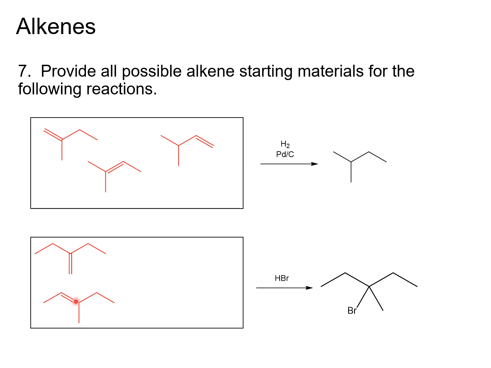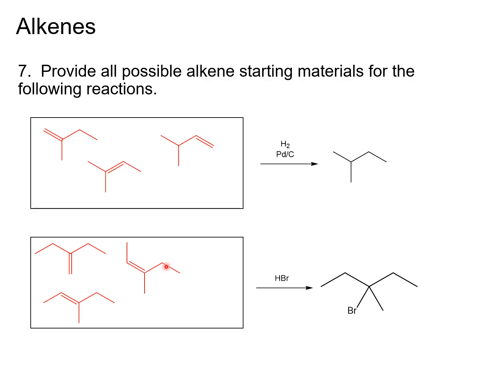So the way I've drawn this, this is in my E configuration. So I also could draw that double bond as a Z. So here, notice my higher priority group is pointing up, also pointing up. And this one has one other possibility, which we're going to talk about in question 9.